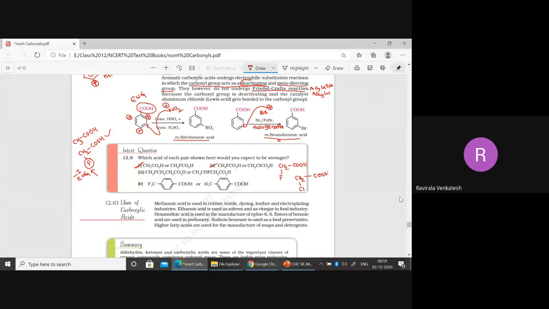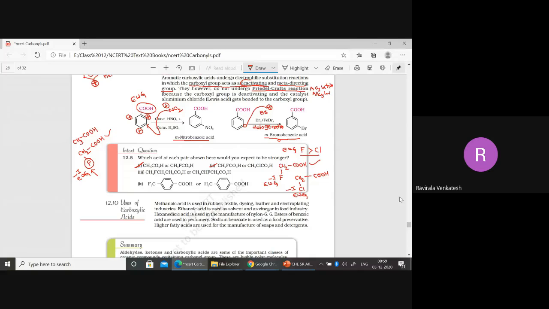Now tell me, beta, this is a minus I group and this one is also a minus I group. This is an electron withdrawing group and this one is also an electron withdrawing group. But which is more effective, beta? Among these, fluorine? The first one. Fluorine is more effective than chlorine. Its electron withdrawing nature is more than chlorine, so definitely this will be the more acidic one.